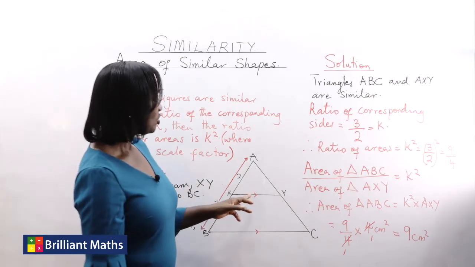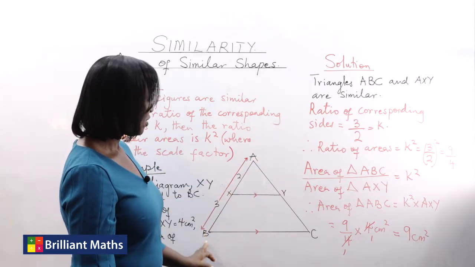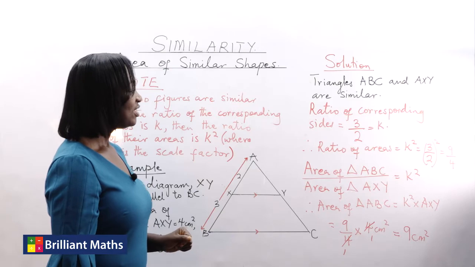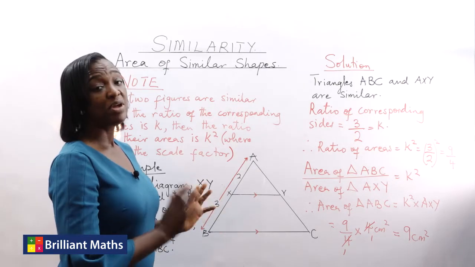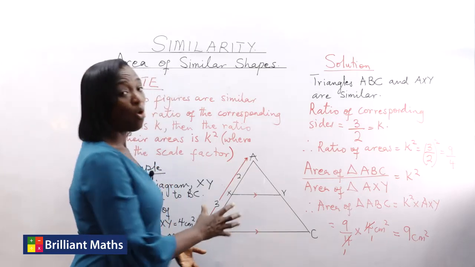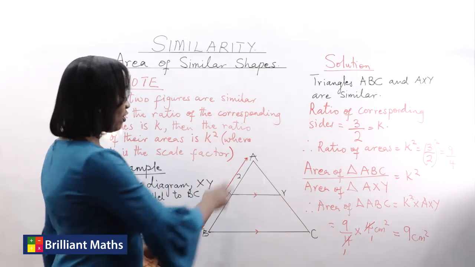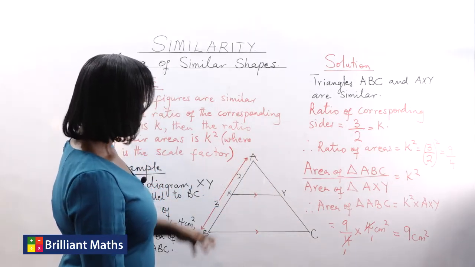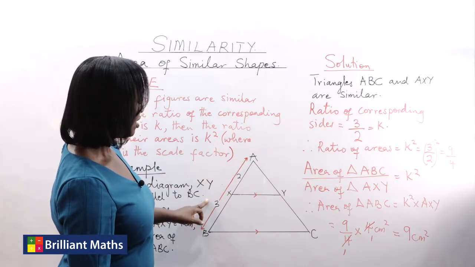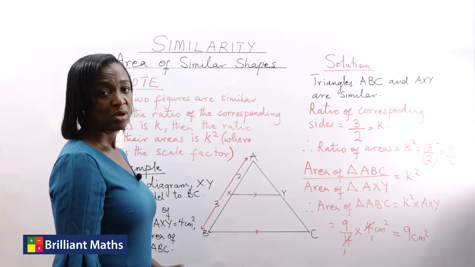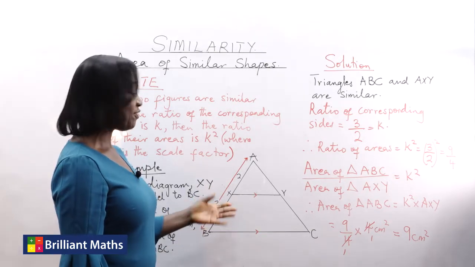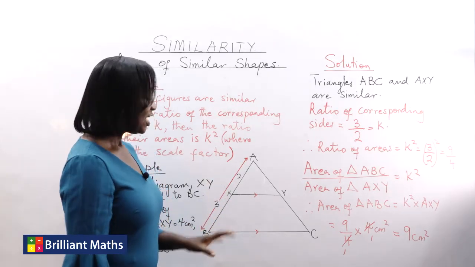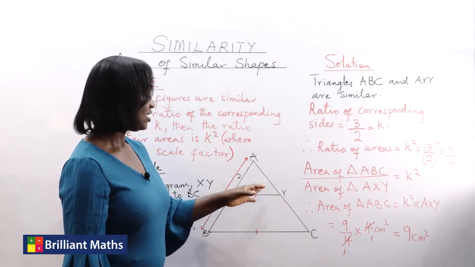So solution, triangles ABC and AXY are similar. Ratio of corresponding sides, I am doing big over small. The bigger triangle over the smaller triangle. So the sides of ABC over the sides of AXY. So we have AB is 3 and AX is 2. So we know those two sides, so we can find our K. We can find our scale factor. So it's 3 over 2. That means that the big triangle is 1.5 times the smaller one.